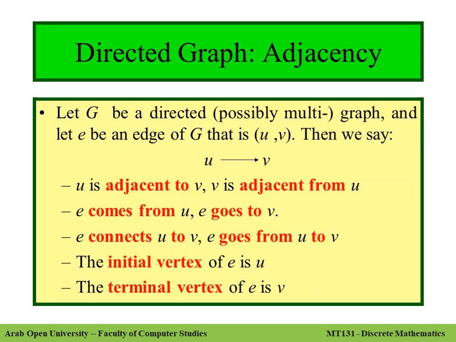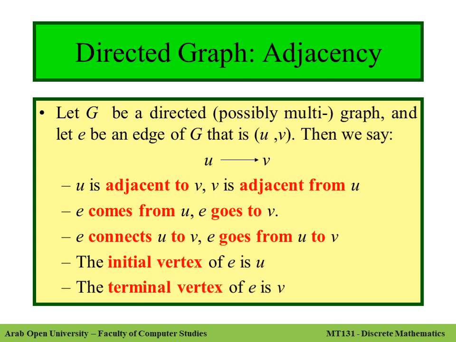For directed graphs, we will talk about what it means for 2 vertices to be adjacent. With a directed graph, edges have direction. Here, we will take G to be a directed graph. It could be a multi-directed graph. E is an edge in G, with UV now an ordered pair. U is the beginning of the edge, and V is the end of the edge.